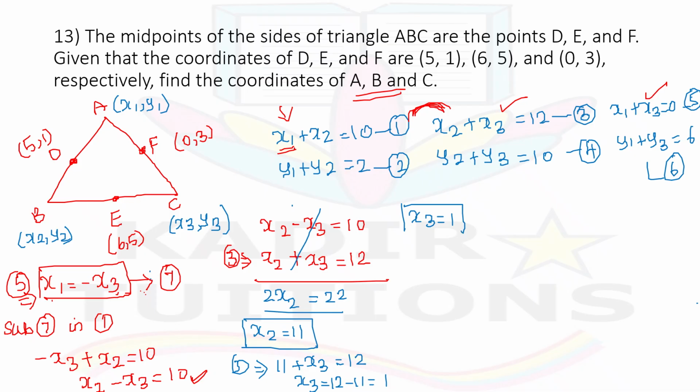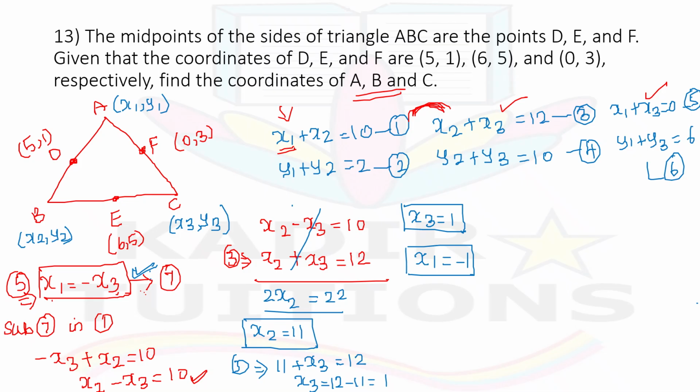Once you know the x3 value, then you can get the x1 value, right? Because from equation 7, x3 equal to minus x1, so x1 is minus x3. If the x3 value is 1, then the x1 value is going to be minus 1. So now we have found all three x values. Now we need to find y1, y2 and y3. So for that, which two equations can we compare? We need to think now.